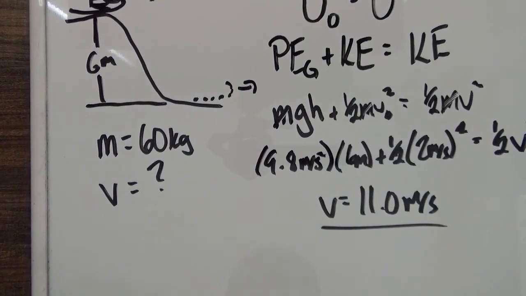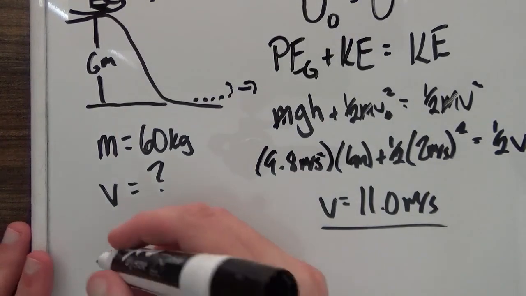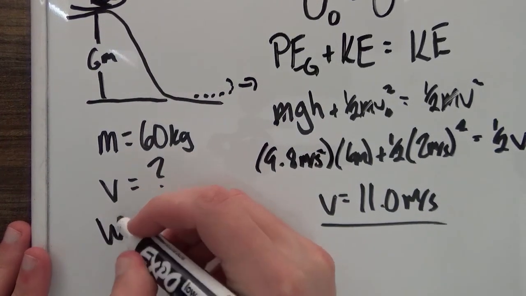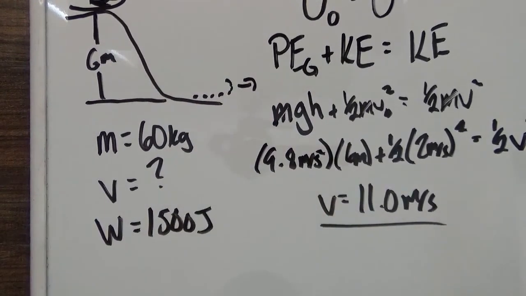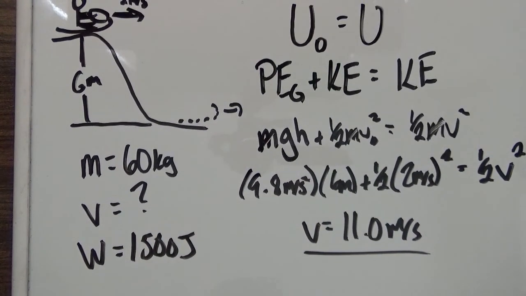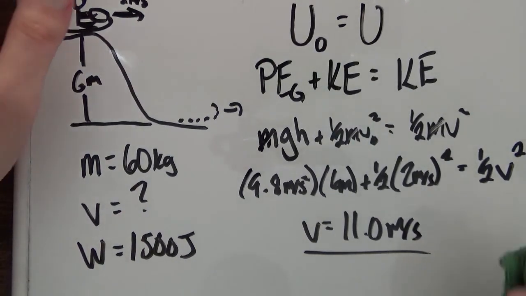So it might tell you that friction removes, let's say, 1,500 joules of energy. So the work done by friction is 1,500 joules of energy, right? Because friction's doing work. It's adding or removing energy from the system. In our case, it's removing energy, right? So what if it told you that? What if it said we had friction?